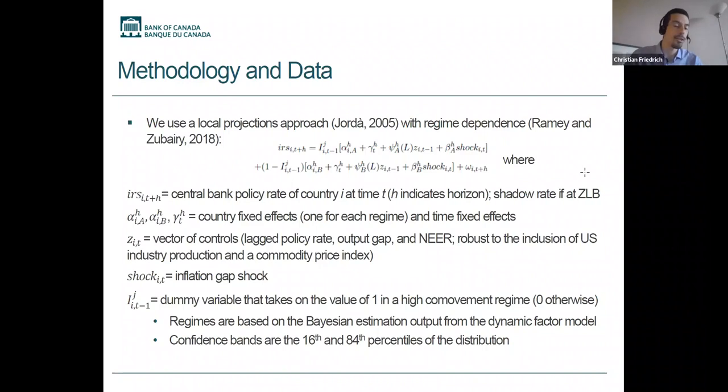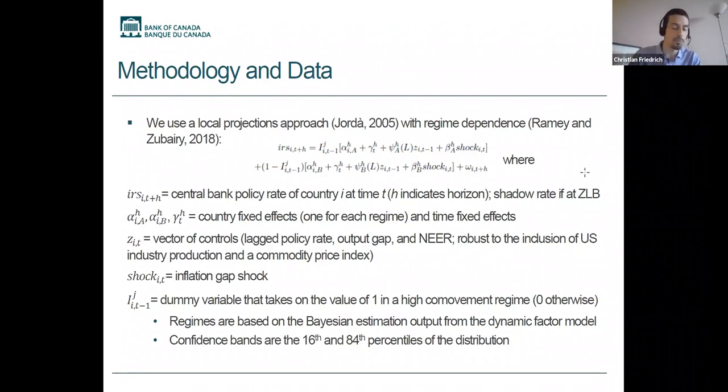On the left-hand side, you have the policy rate of the central bank of country i at time t. And we use the shadow rate if that rate is at the zero lower bound. We have country fixed effects, so one for each regime, and time fixed effects. We have a vector of controls: lagged policy rate, output gap, nominal effective exchange rate. We can also include industrial production or a commodity price index, and the results don't really change.